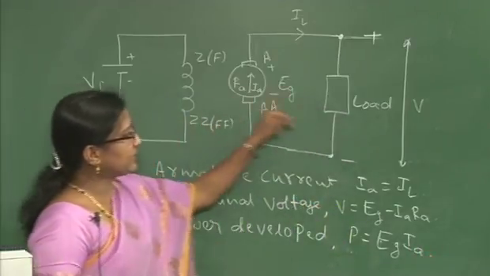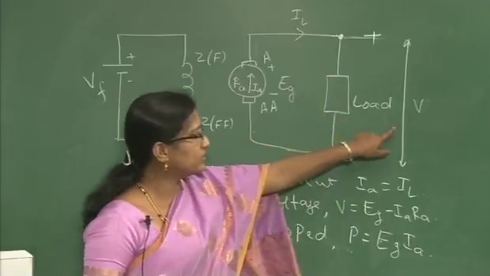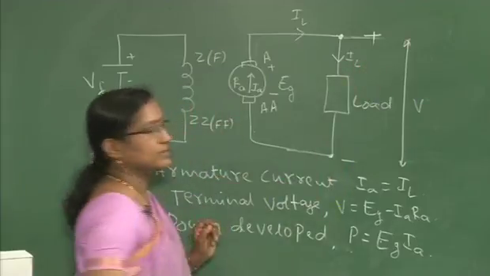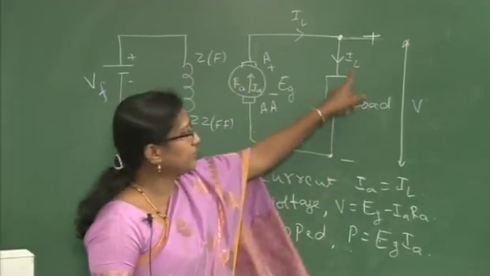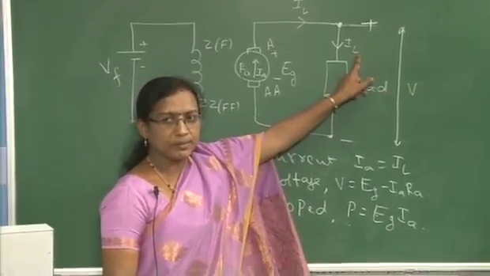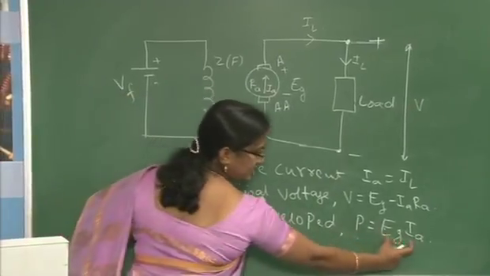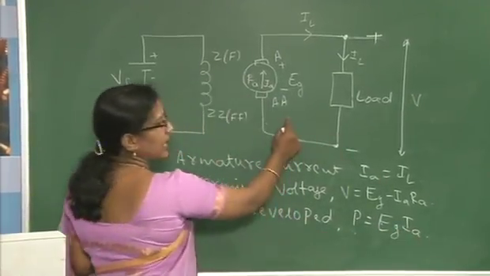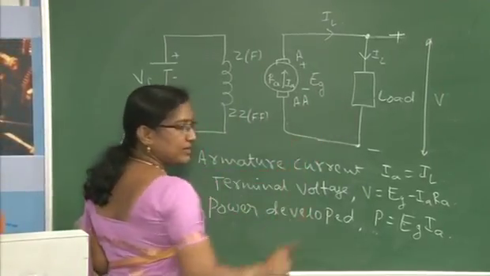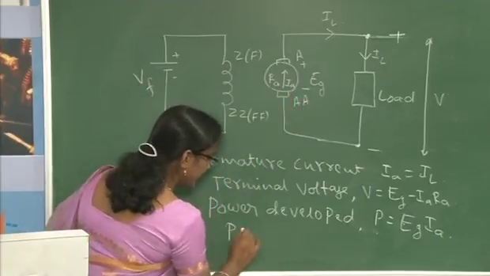Now, what is the power delivered to the load? The power delivered to the load is voltage V and then current flowing through this, that is V into IL. How exactly are we arriving at this point? Okay. Power delivered to the load: the power developed is Eg Ia, but not fully is it delivered to this load, there is a copper loss in these conductors.